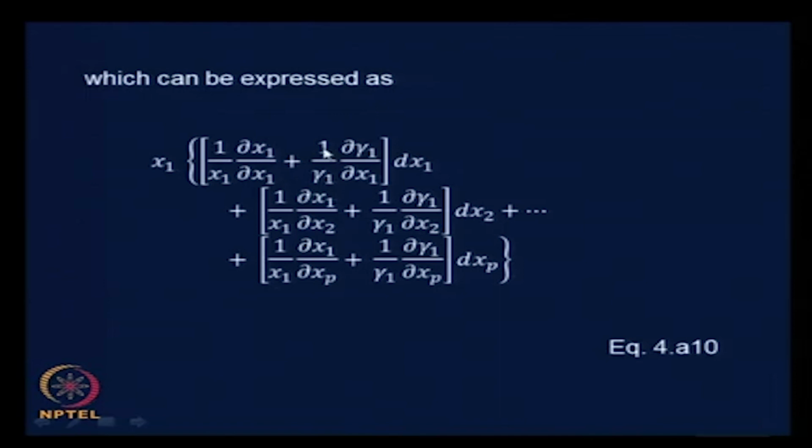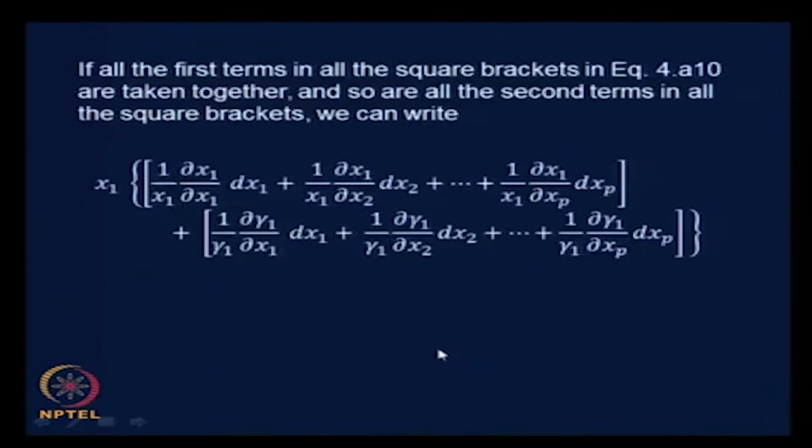The other combined term is going to be 1 by gamma 1 dou gamma 1 dou x1 dx1 plus 1 by gamma 1 dou gamma 1 dou x2 dx2 and so on till 1 by gamma 1 dou gamma 1 dou xp dxp. If we combine this, this is what arises, and what I would like you to do is spend the next 5 minutes looking at this and whether you can write this in a compact form.